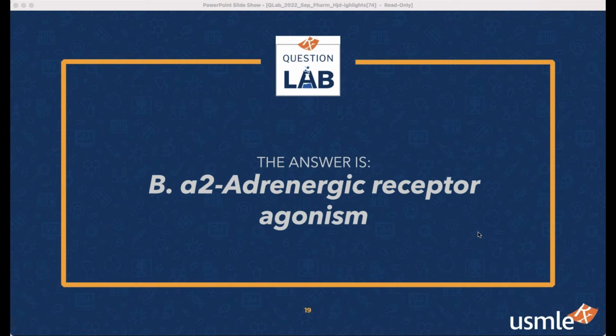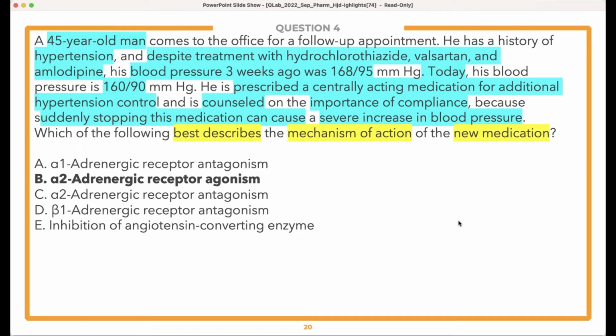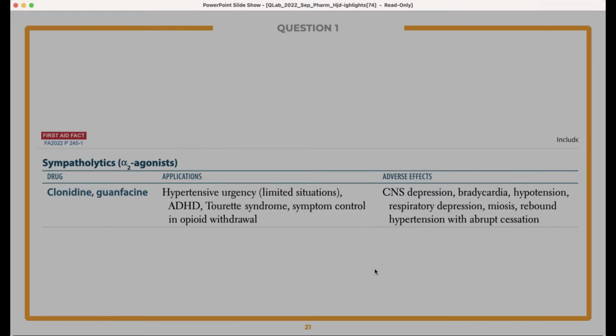Let's go through this question. The main thing to pick up on is this patient has resistant hypertension. Even though he's on 3 medications at max doses, he's still not getting control of blood pressure. They tell you about another medication they started, and the side effect they're talking about is that if you suddenly stop the medication, it can cause a severe increase in blood pressure. Let's take a look at the next slide.